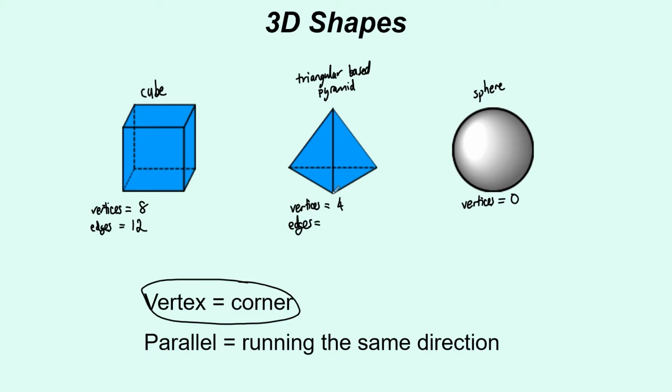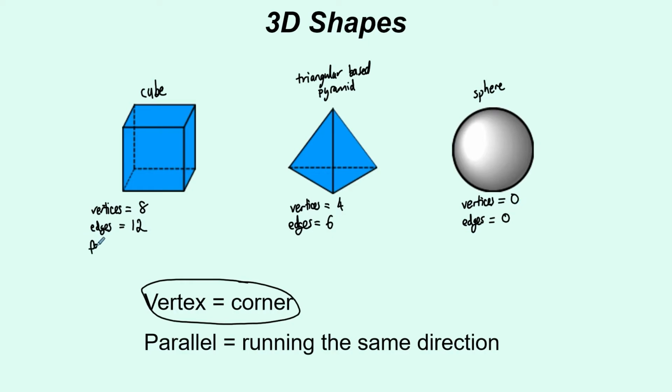For the triangular base pyramid, we've got 1, 2, 3 at the bottom, and then 1, 2, 3 going up the sides to the point. That's 6 edges in total. And again, because the sphere is perfectly round, it doesn't actually have any corners or edges, so 0.